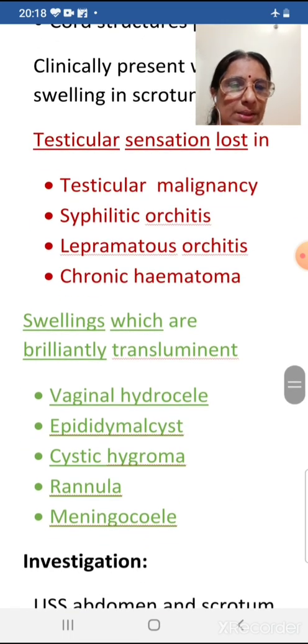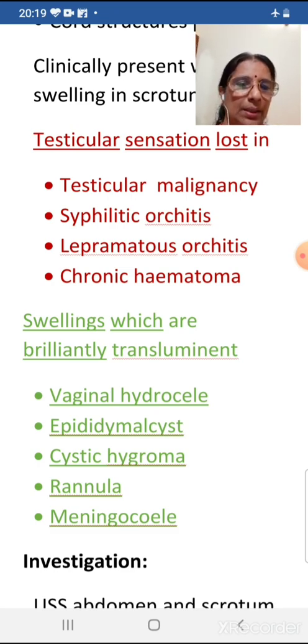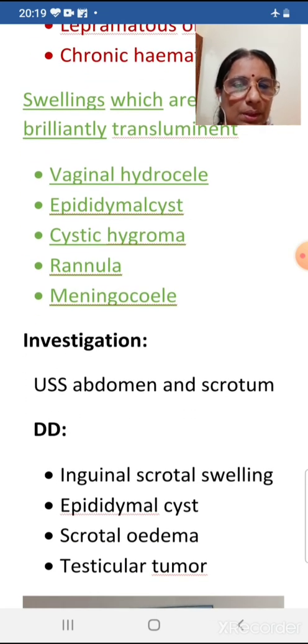So I just want to mention some swellings which are brilliantly transilluminant. The primary hydrocele, which is brilliantly transilluminant. There are other swellings like cystic hygroma, ranula, and meningocele. Just like hydrocele, vaginal hydrocele, and epididymal cyst, these are the 3 other conditions where you get brilliantly transilluminant swellings. So what all investigations do you do to confirm the hydrocele? The only investigation is the USG of abdomen and scrotum.